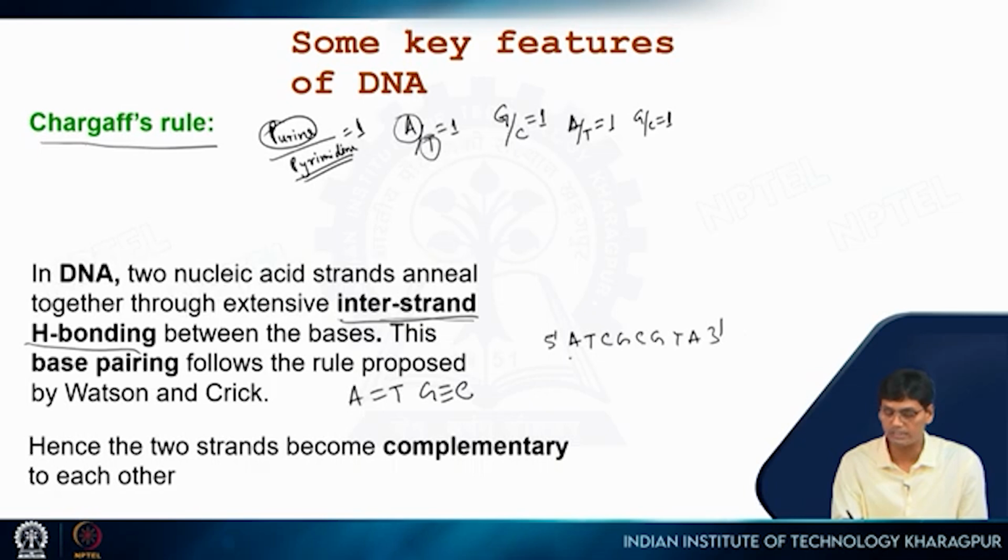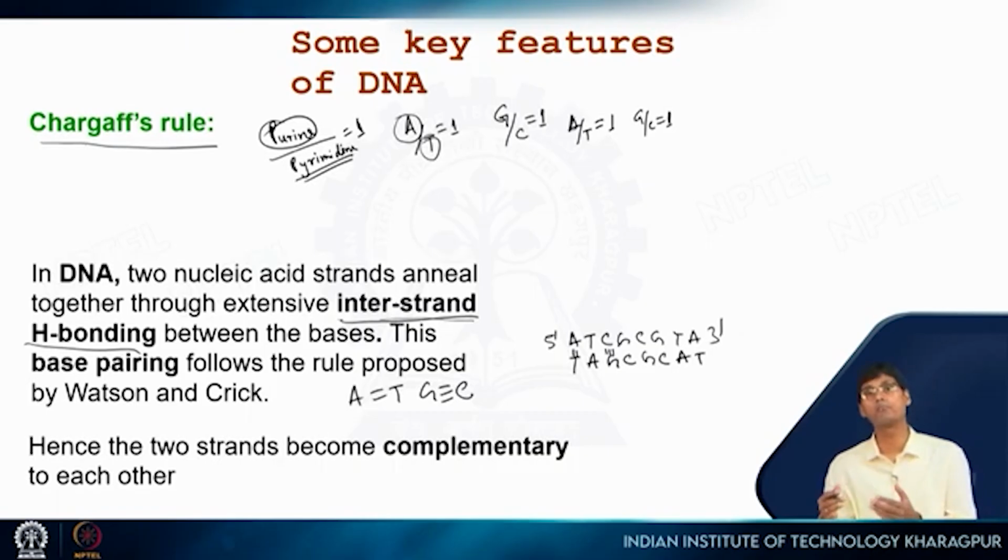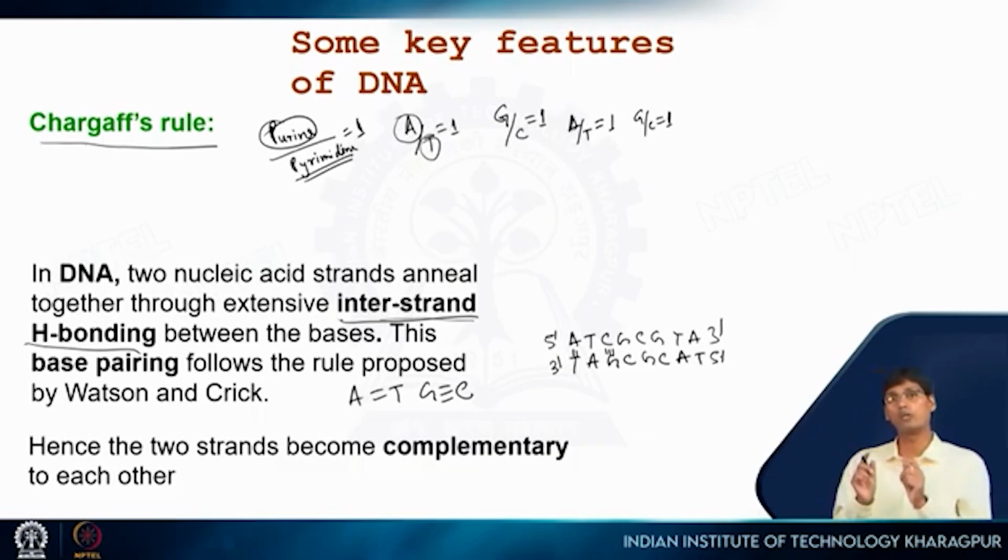So the other strand will be T, A, G, C, G, C, A, T. Why? Because A always base pairs with T, and C always base pairs with G, so they are complementary to each other. But one important thing is that their direction will be different. I am going to discuss that soon. So this should be 3' to 5'. So those 2 DNA strands are running in opposite directions.